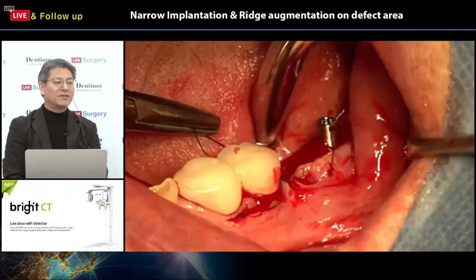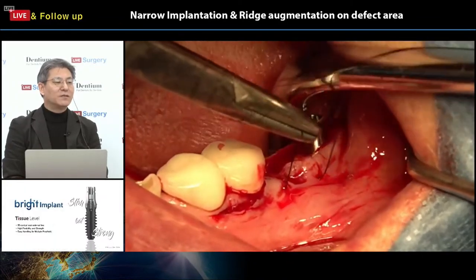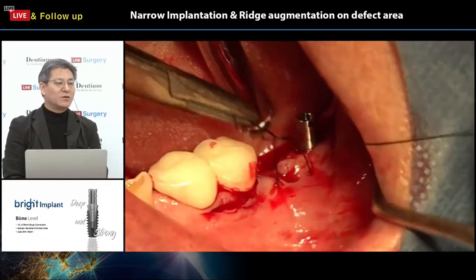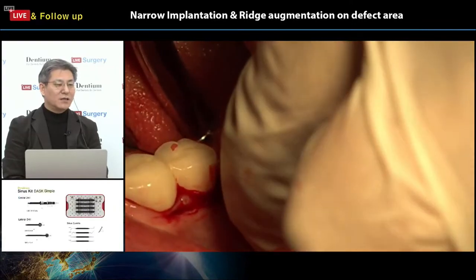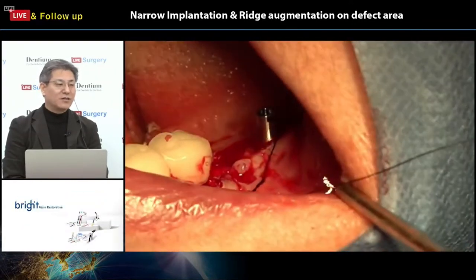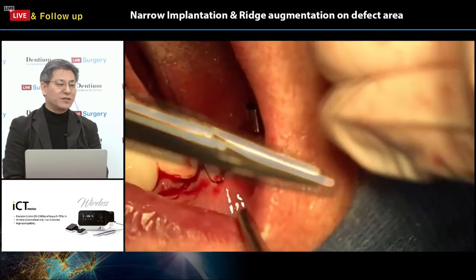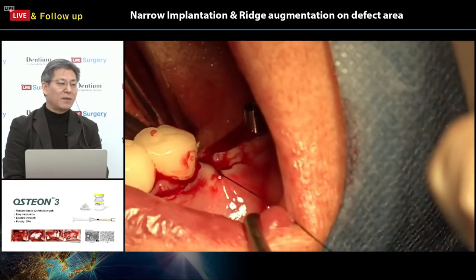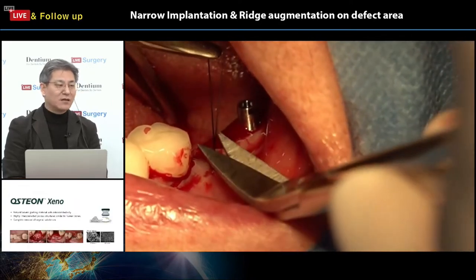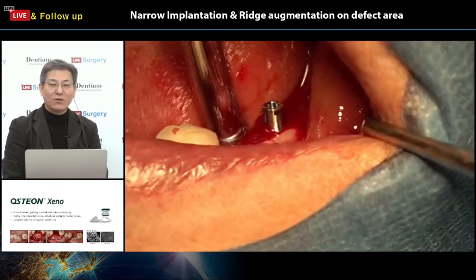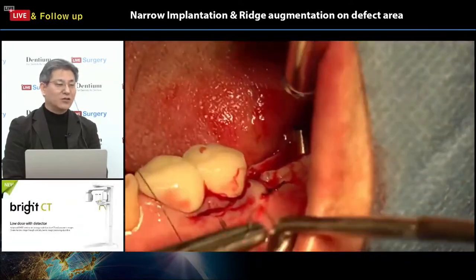Horizontal mattress sutures are performed. The horizontal mattress sutures help the connective tissue contact of each side over the GBR procedure, over the GBR site. The direct connective tissue contact of each side is very important to make the flap closure secure.